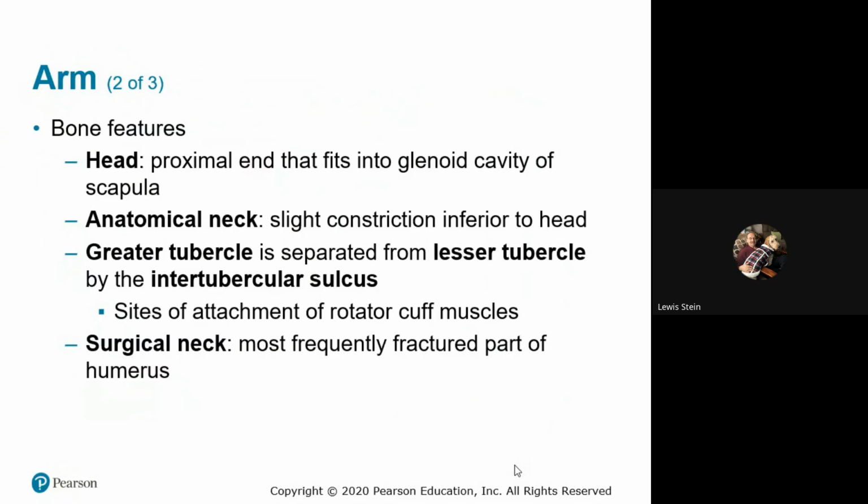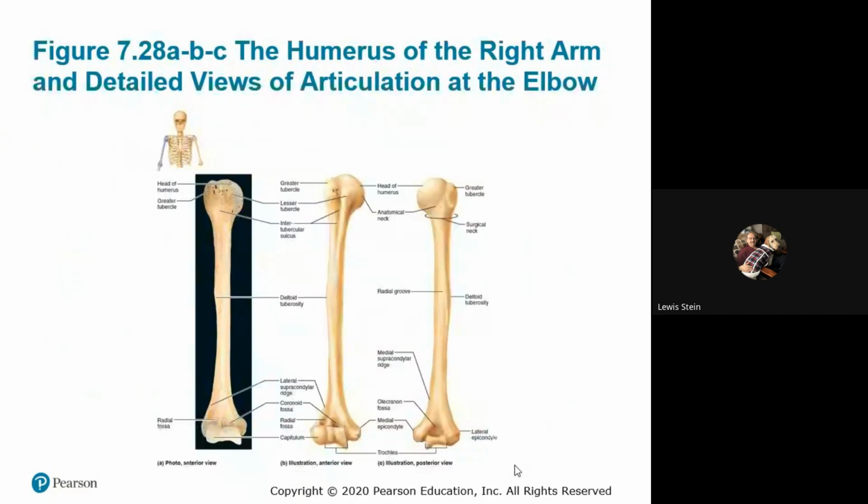The anatomical neck just behind the head is there, and then you see where the sites are that are part of it. And you see the surgical neck, the most frequently fractured part of the humerus, a little bit more distal. Let me show you the structures that we're going to look at first. They're not reflected well in this specimen. Again, it's kind of beat up.